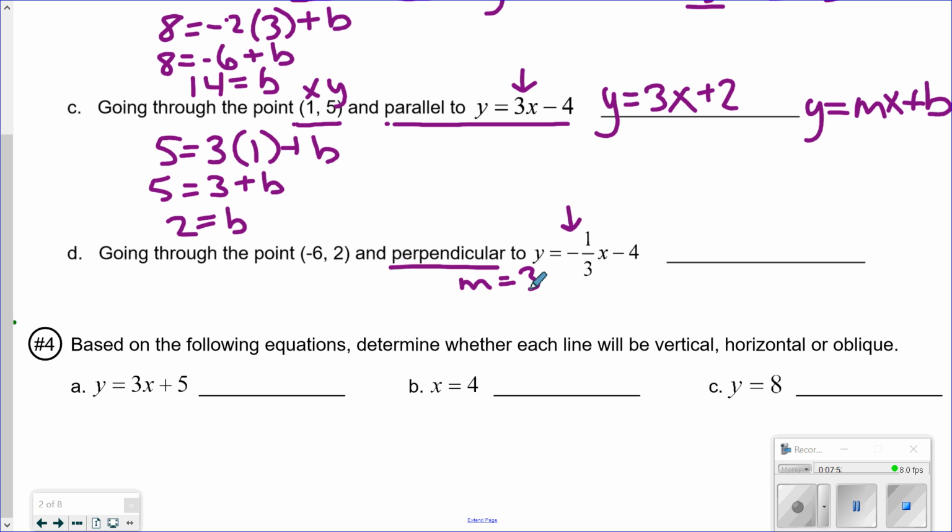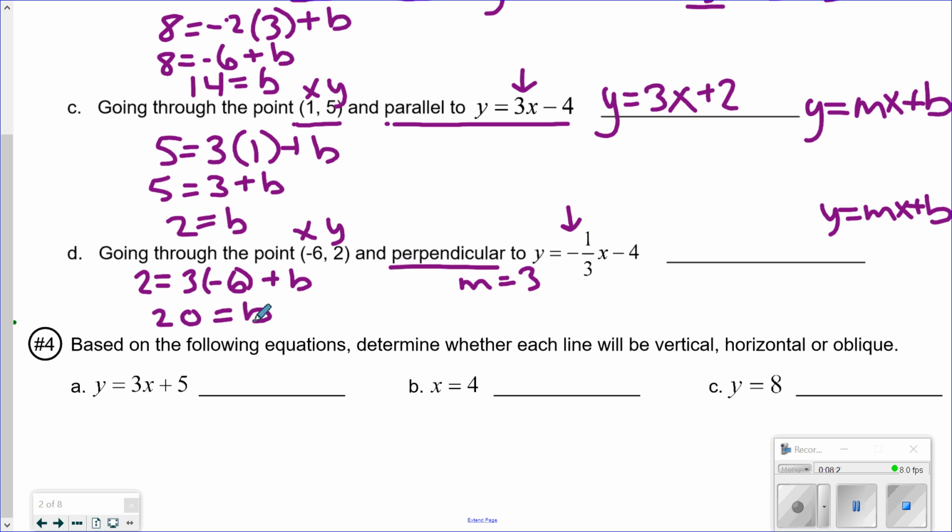+3. All right, so y is equal to mx plus b. I know what my slope is going to be. Here's the x, here's the y. Once again, let's solve for the y-intercept. So I have 2 is equal to 3 times -6 plus b. And when I solve for my b value, I end up getting that 20 is equal to b. So my equation then is y is equal to 3x plus 20.